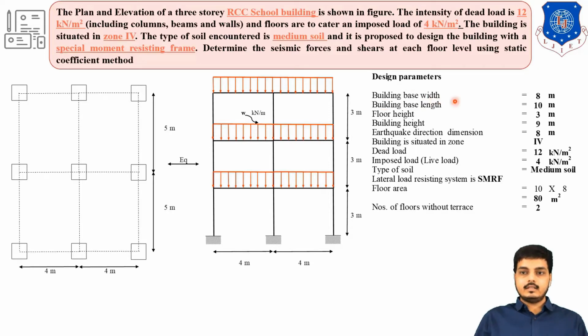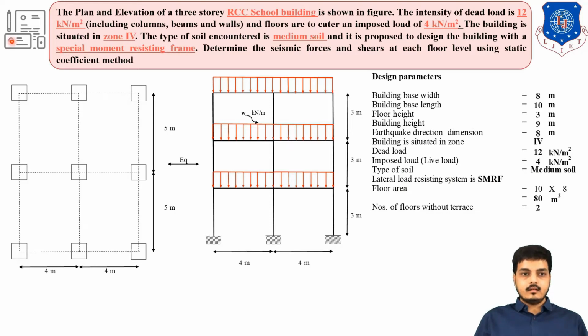Now here the base width is 8 meter on one side, and the other side is 10 meter, so the length is 10 meter. Building height is 9 meter: 3 plus 3 is 6, plus 3 is 9. Earthquake direction dimension: as I said, it is shown in this direction, so along the line of 8 meter the earthquake is coming. So 8 meter is our earthquake direction base dimension. The building is situated in zone 4, so it is useful for the zone factor. Dead load is given, imposed load is given. Type of soil I have shown, and SMRF is nothing but special moment resisting frame.